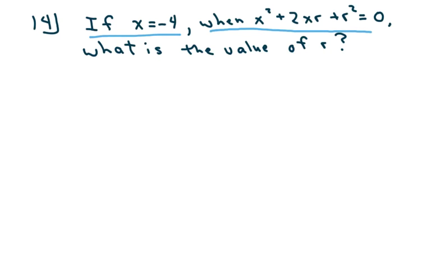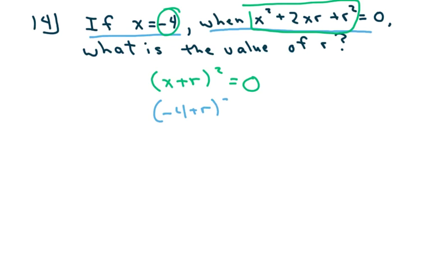Always look for a way to simplify the equation before plugging any numbers into it. The equation is a special product of binomials. If you notice this, we're going to write this as x plus r squared equals 0. Now substitute negative 4 in for x and solve for r by taking the square root of both sides. So we have negative 4 plus r squared equals 0. I'm going to take the square root of both sides, so I get r minus 4 equals 0, so r equals 4.